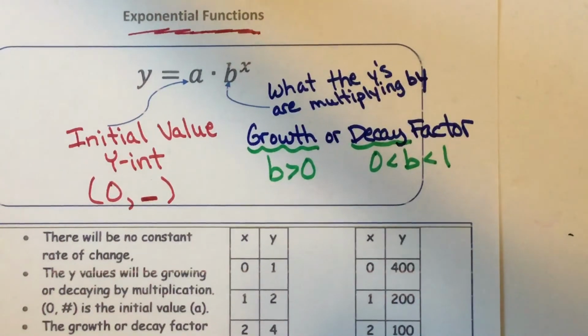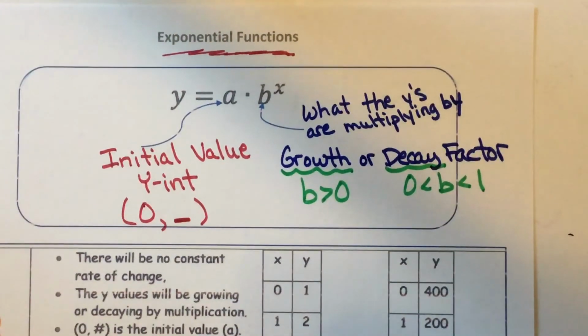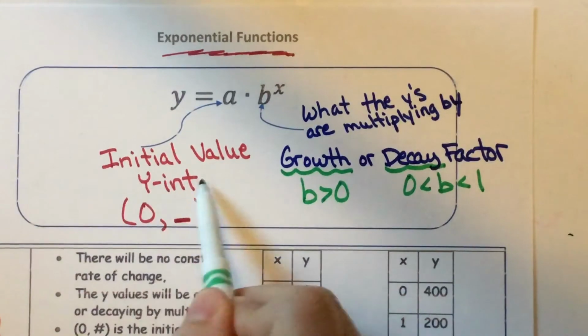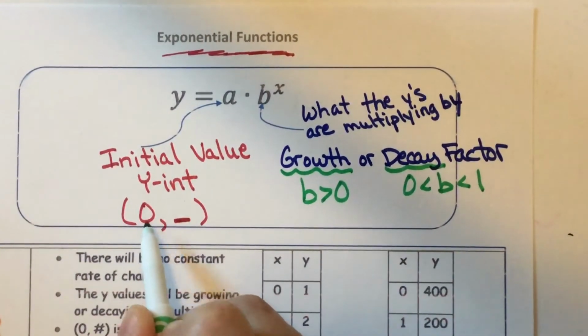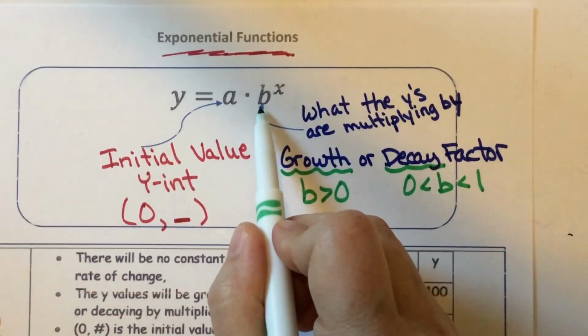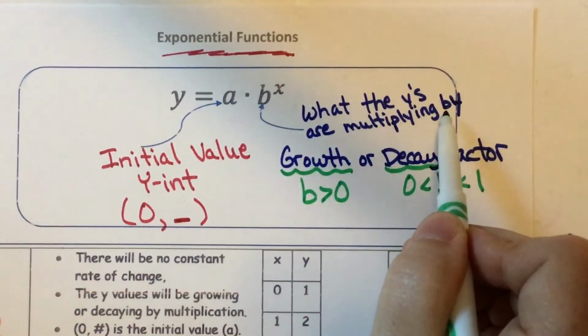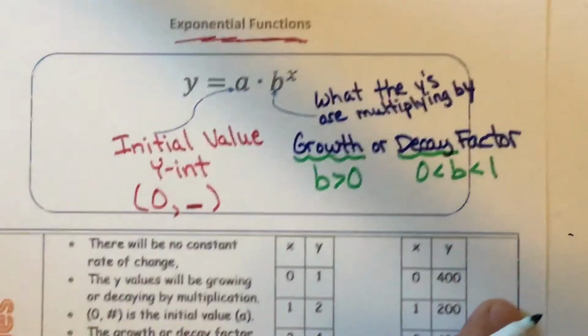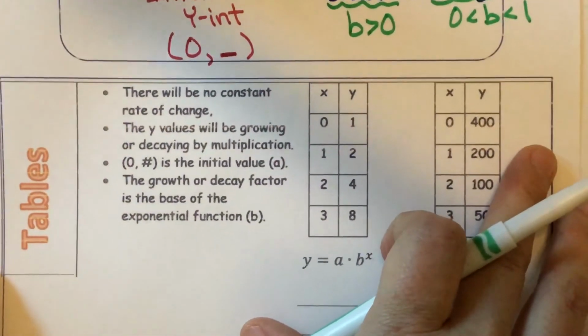Okay, so today we're going to be looking at tables and we're going to figure out who the a is. It's going to be the initial value. It's going to be the y-intercept. So we're going to be looking for 0 in the x column. And then b is going to be what the y's are multiplying by. And we're going to talk a little bit also about growth and decay. Okay, so let's just get started here.